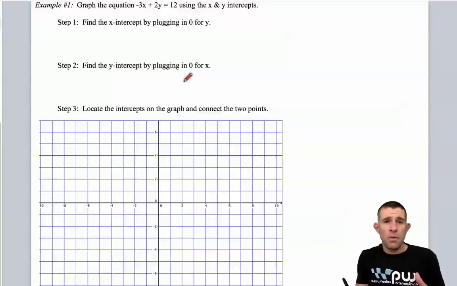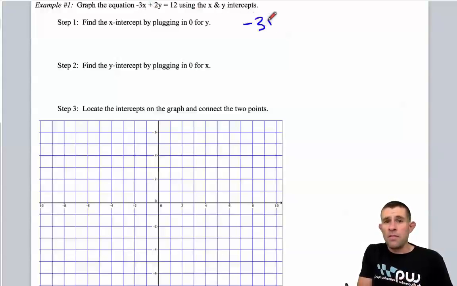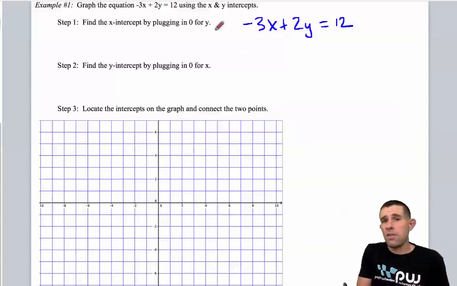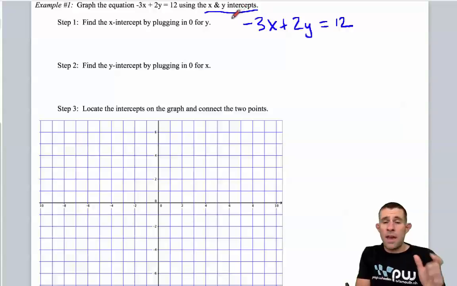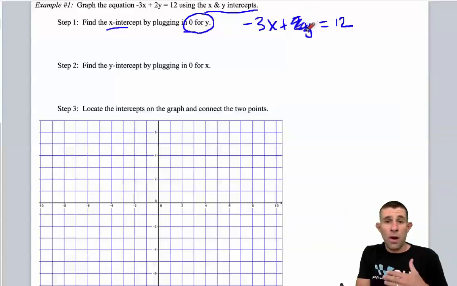All right, in example 1, we're asked to graph the equation given in standard form negative 3x plus 2y is equal to 12. Now, it's actually quite easy to graph an equation that's given in standard form because all we need is 2 points, and we're going to get the 2 points of the x and the y-intercept. Now, remember, the x-intercept is found by plugging in 0 for y.